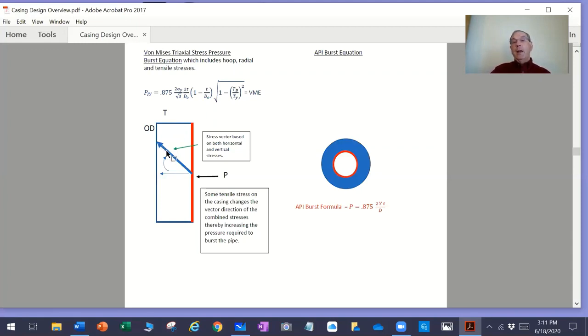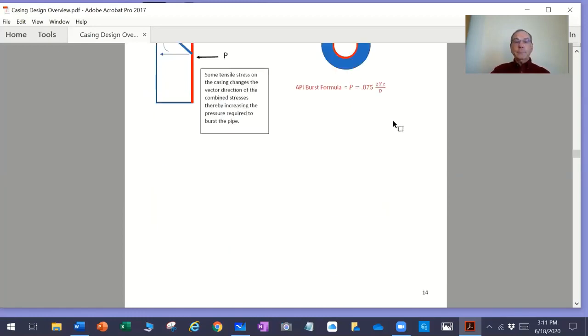A little bit of tensile stress actually increases the burst rating of the pipe, but we do not really take that into account. We can do a lot of sophisticated calculations with this, and it just gives us a better comfort factor, but we still do all of our design work based on a very conservative number, and that keeps us safe. It allows us to sleep at night.